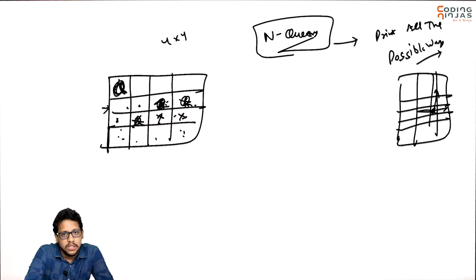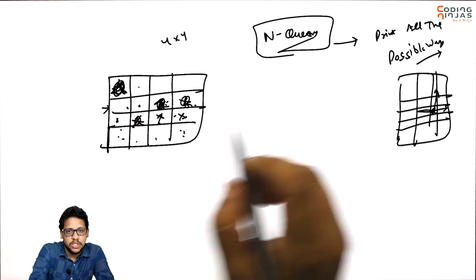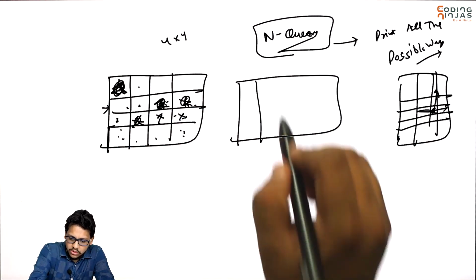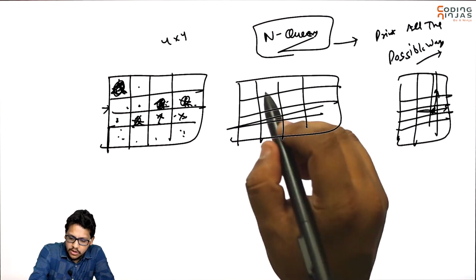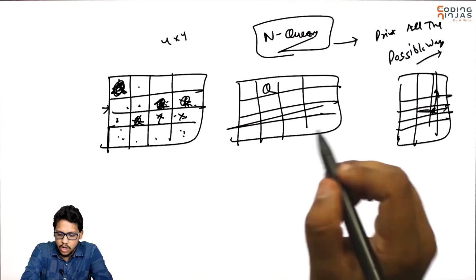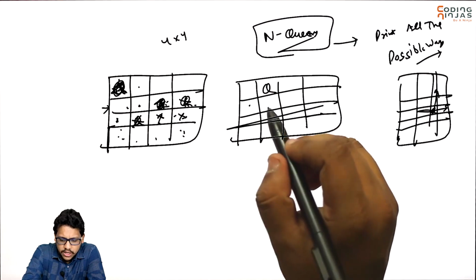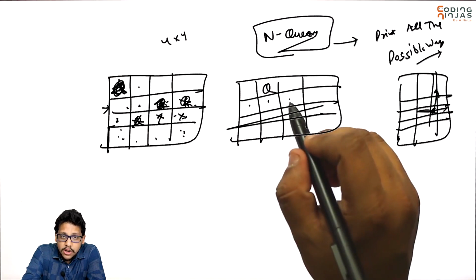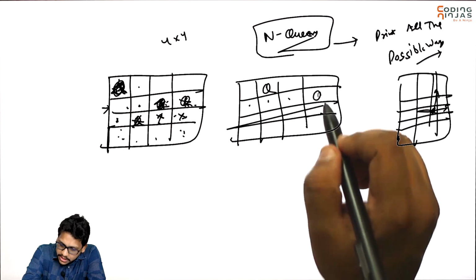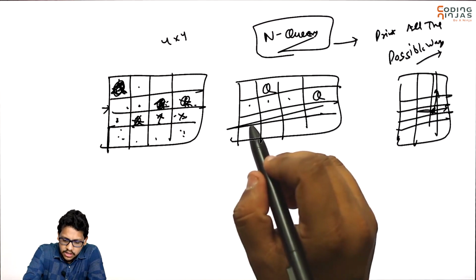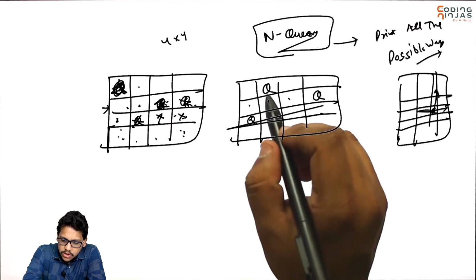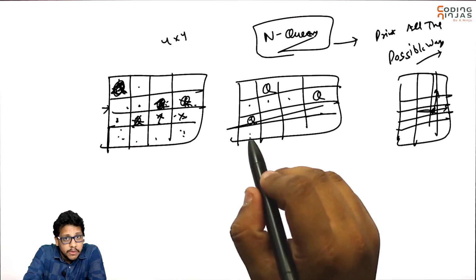Now you have explored all the paths for this, so you will try to place Q here. Now you start exploring with Q placed here. You cannot place here because this Q will cut, you cannot place here because this Q will cut, and you cannot place here because this Q will cut. You can place here and move on further. Can you place Q here? Yes, you can place Q here because nobody will cut. Then you will move on to the next row.